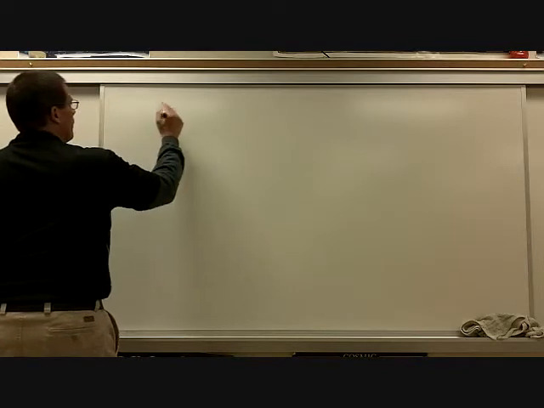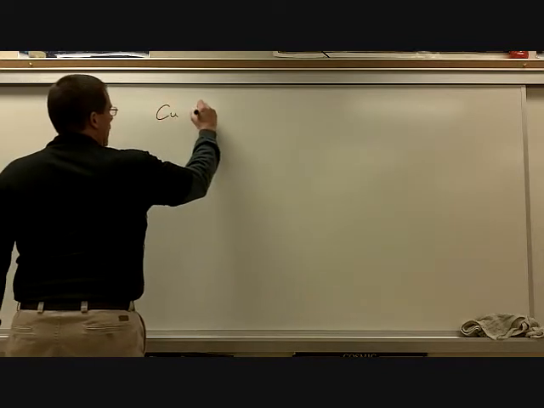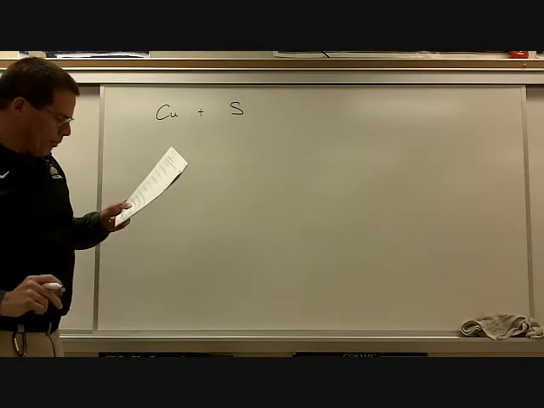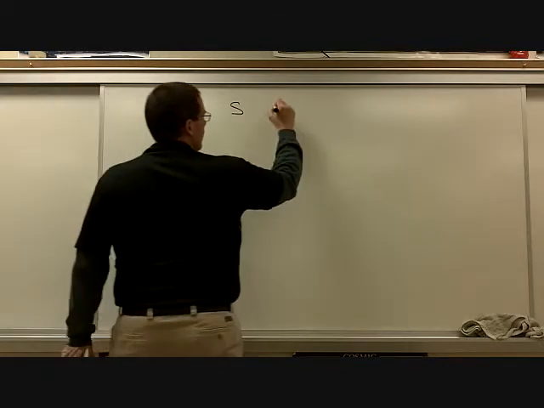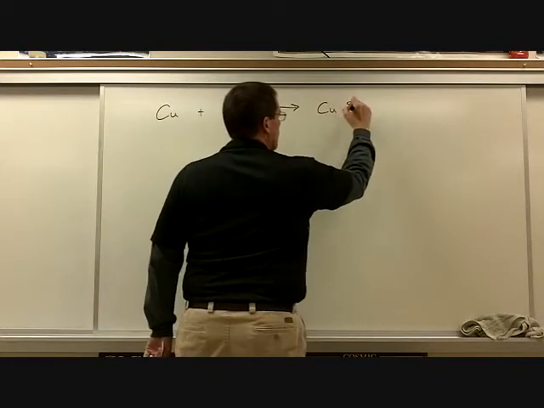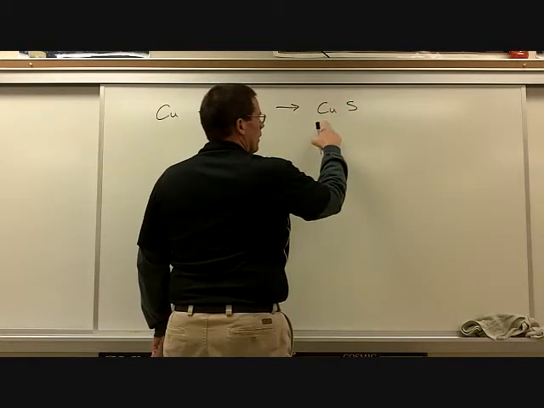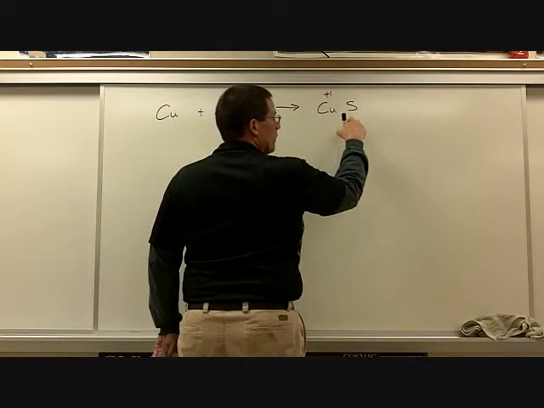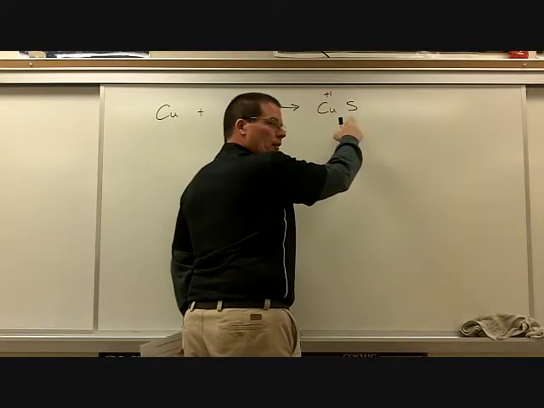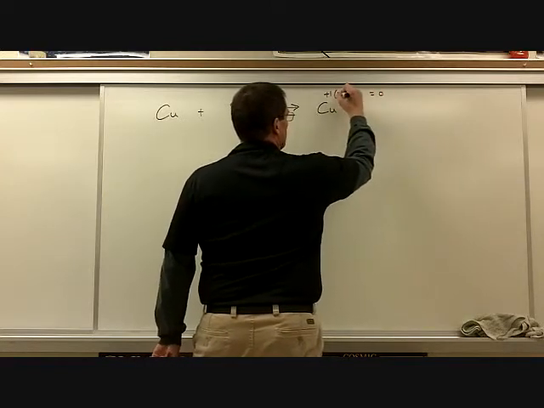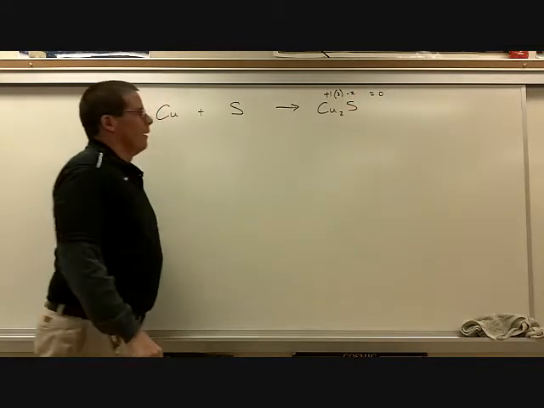It says copper combines with sulfur to form copper 1 sulfide. So how do I write copper 1 sulfide? What's the charge on copper? +1. Good. Sulfur? -2. Good. So that's not balanced as written, so we need a 2 there.